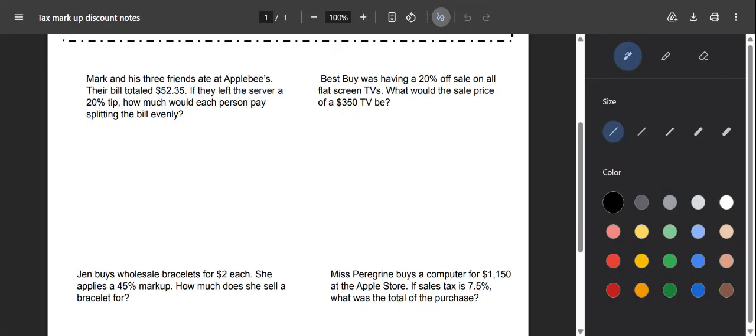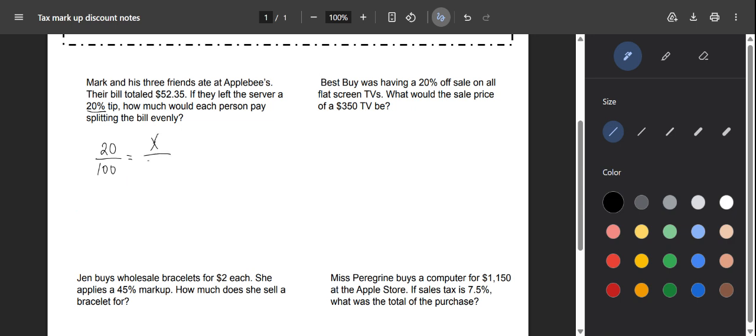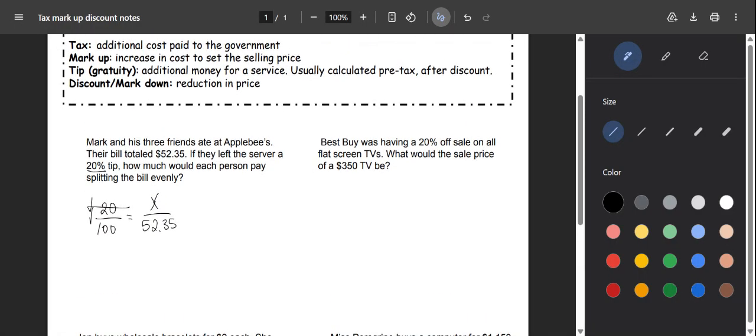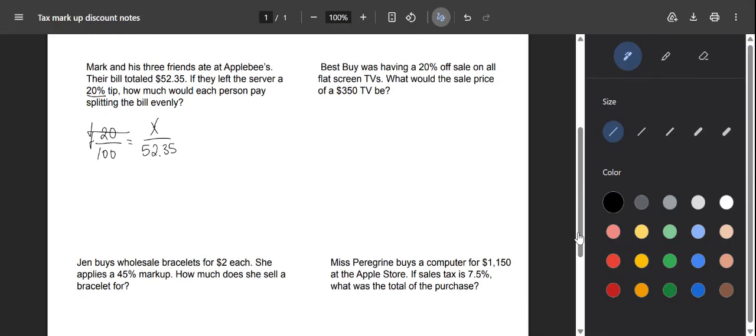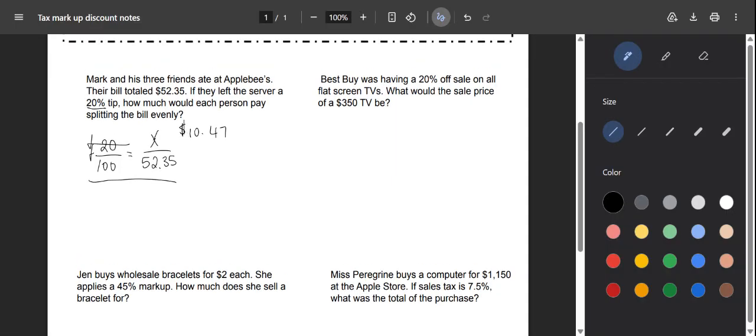So the first thing we have to do is figure out how many dollars they left for the tip on their bill. So that is a 20% tip. We know that percents are always out of 100. And the total of their bill before the tip was $52.35. So we are going to do 20 divided by 100, times 52.35. That tells us that the tip they left was $10.47.